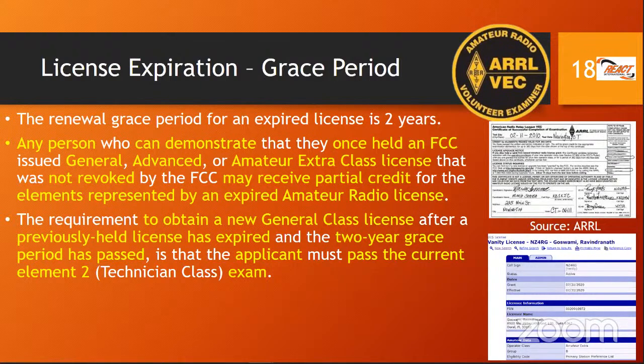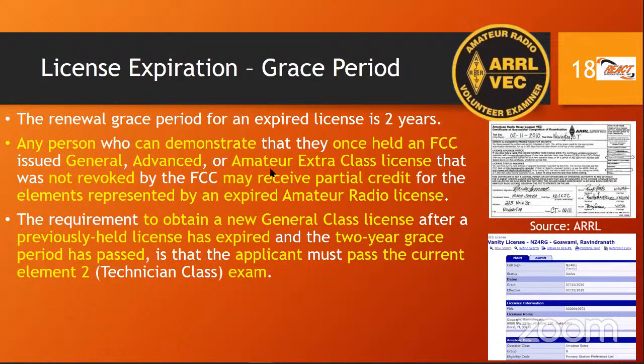But if more than 2 years has passed since your license expired, meaning that you cannot use your license, you cannot use your call sign, you don't have a valid call sign anymore because it's expired, you will have to now do an exam. But guess what? Long ago, if you were an extra class and you lost your license because it expired and the 2 year grace period has passed, you used to have to do the technician plus the general plus the extra to get back your extra class license. But now, if you held a general class or an extra class and you want to get it back, all you need to do is sit the technician class exam.